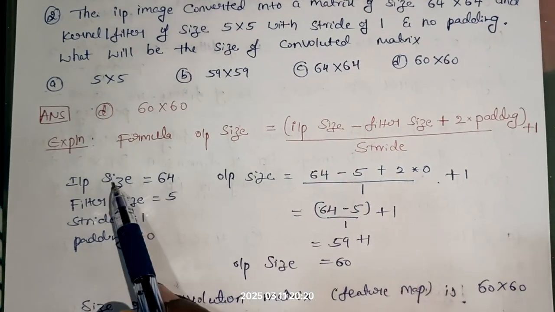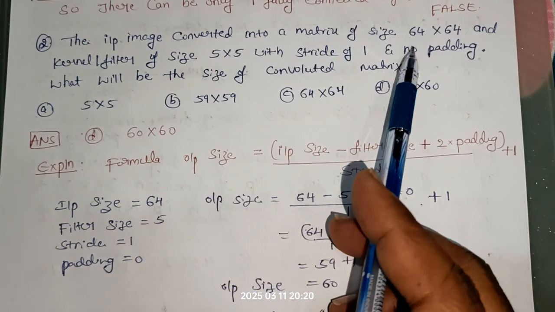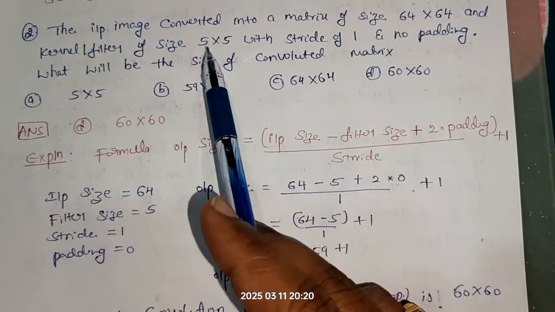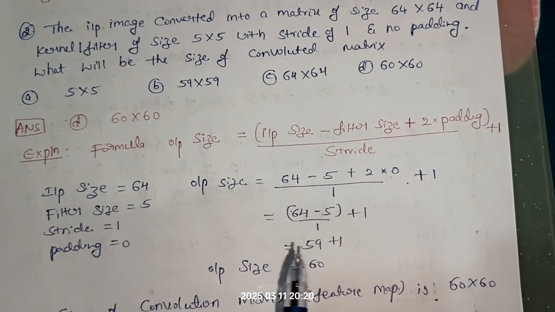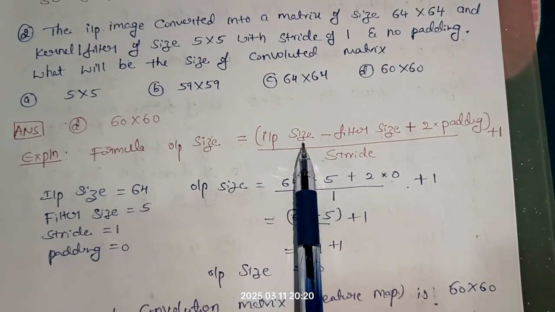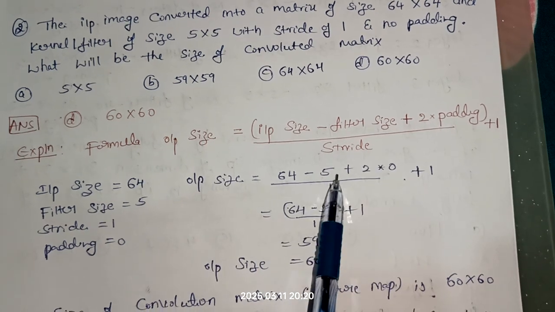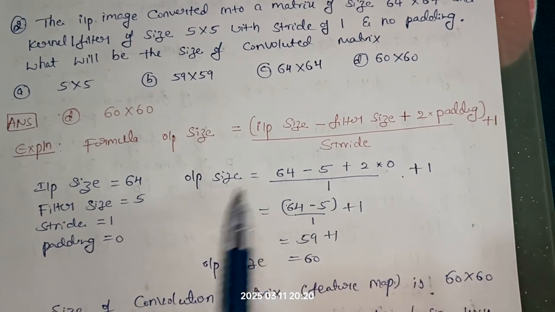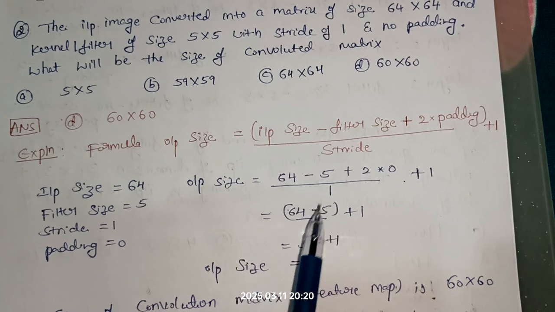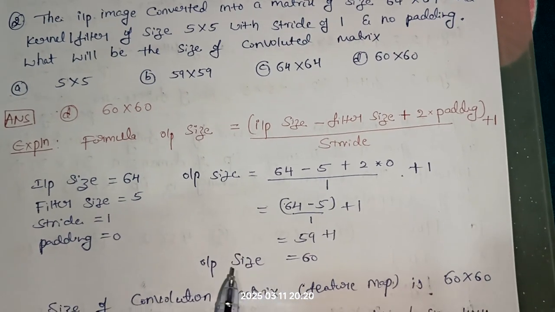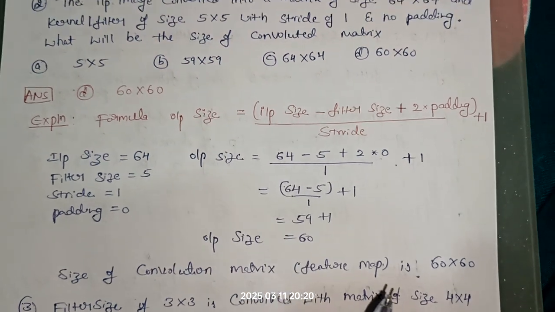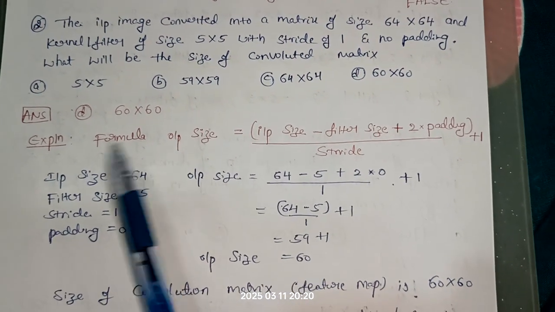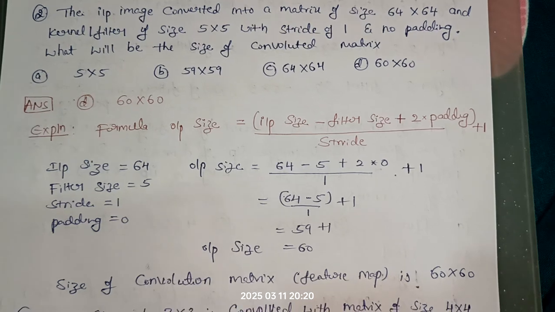Then the input size is given as 64, the filter size is 5, the stride is 1, and padding is 0. So the output size is equal to: the input size 64, filter size 5, padding is 0, no padding is given. If you do the calculation, you will get 60. So the size of the convolution matrix is 60 cross 60, that's why 60 cross 60 is the correct answer.